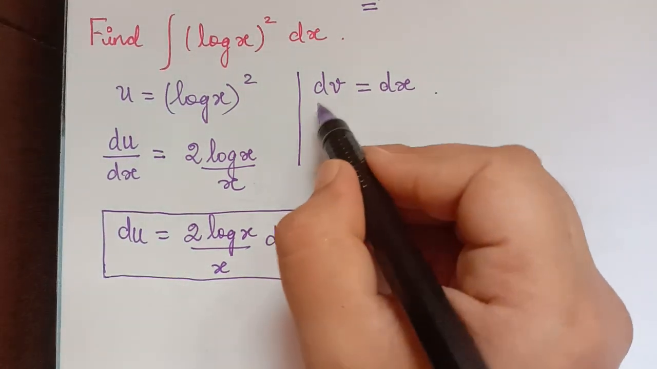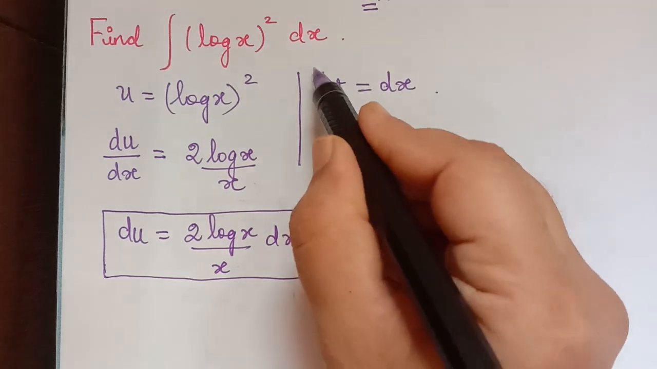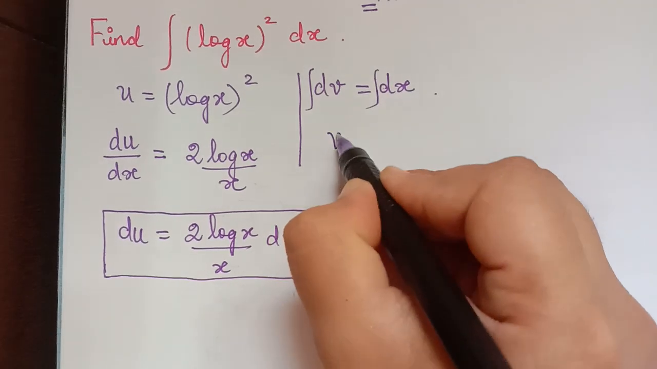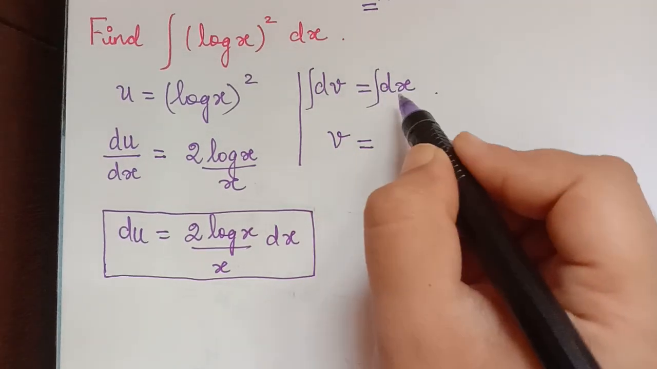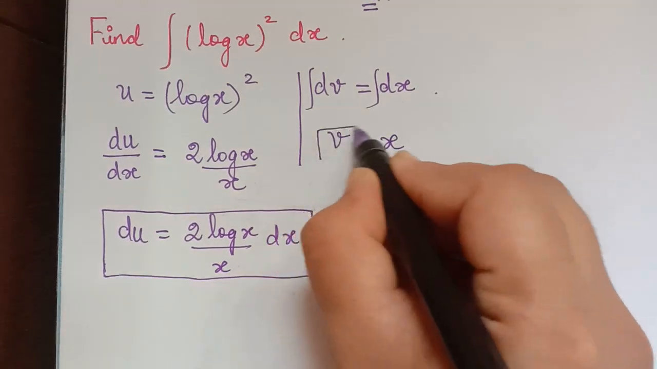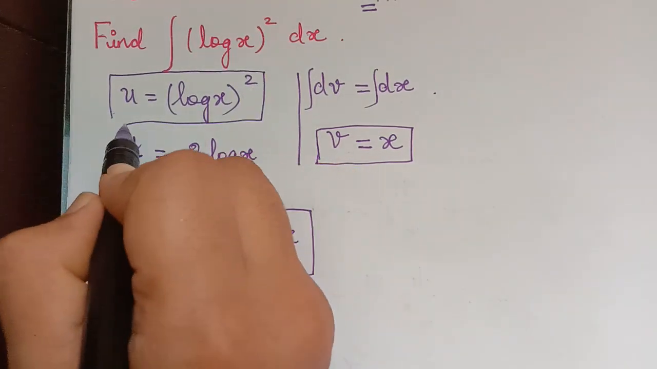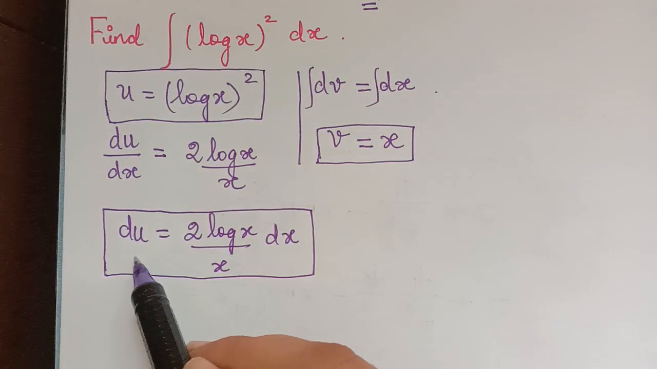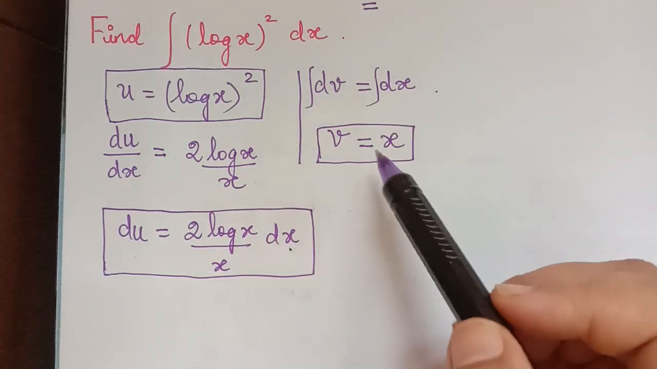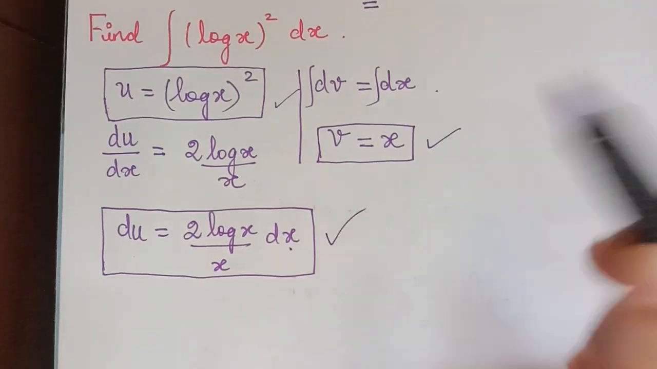Now we have to obtain v, for which we have to integrate on both the sides. So when we integrate on both the sides, integral dv gives us v, which is equal to integral dx. What is integral dx? It is x. So this is v. So we have chosen u as (log x) the whole squared, and we have obtained du to be 2 log x by x dx. Then we have got v to be equal to x. Now these three we have to apply in the formula.